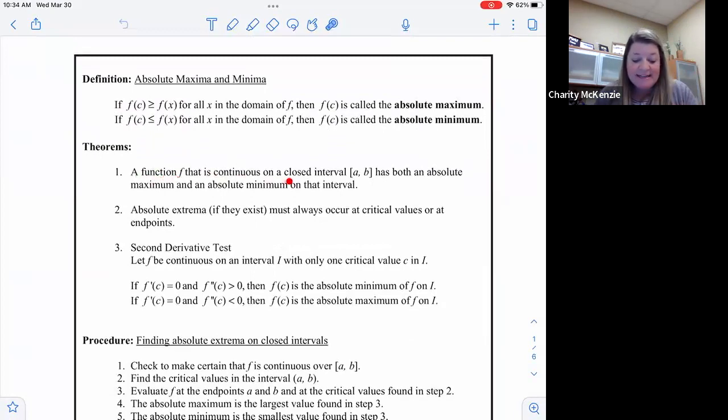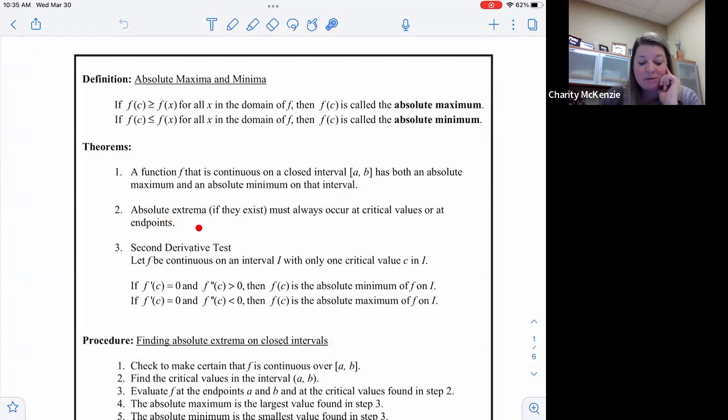A function that is continuous on a closed interval has both an absolute max and an absolute min, for sure. So if I say I want to look at my graph from here to here, you have stopping points here and here. So you have to have a low point and a high point. If it continues forever, you might not have a low point and only have a high point, or vice versa. Okay, so this is important. If we have an interval, we absolutely have a max and a min, absolute both.